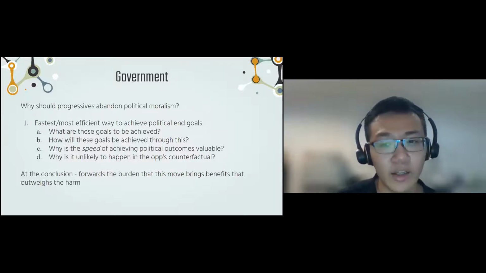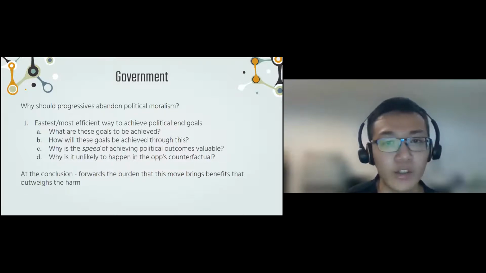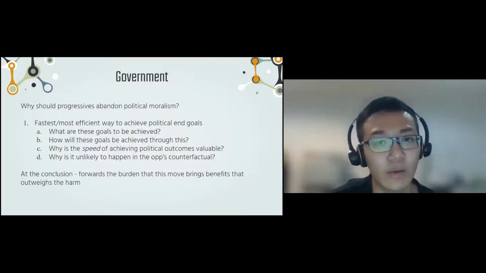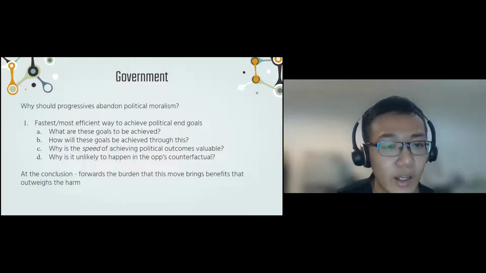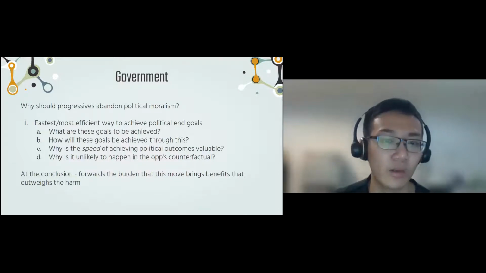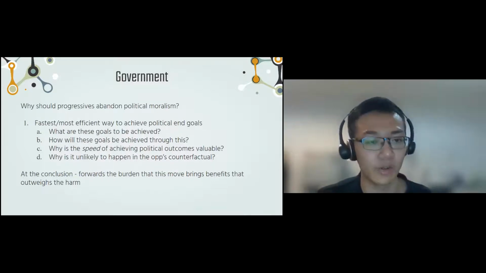The third part is then the impacting as to why the speed of achieving political outcomes is valuable. Here you need to weigh the time frame as to why achieving things in the short term is probably more important, or at least bring a distinct value that is unlikely to occur in opposition. Lastly, then, why is it unlikely to happen in the opposition's counterfactual? Here's where you want to prove exclusivity by explaining specifically why this outcome is exclusive to your side.